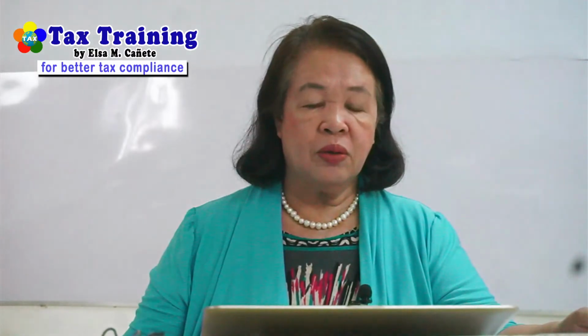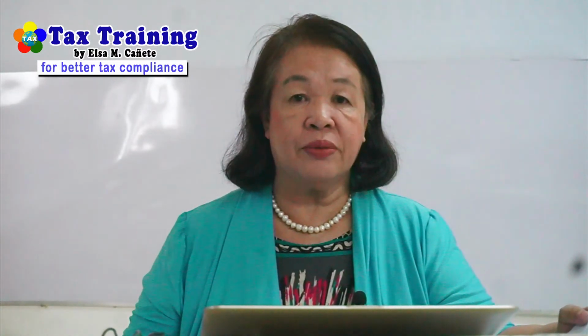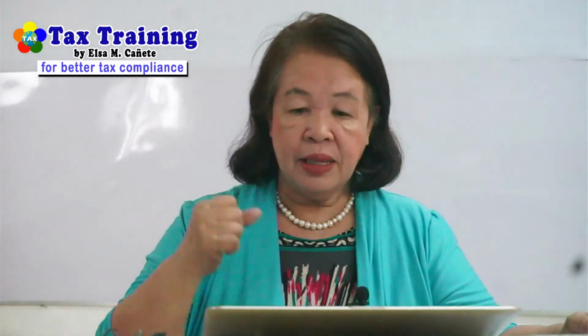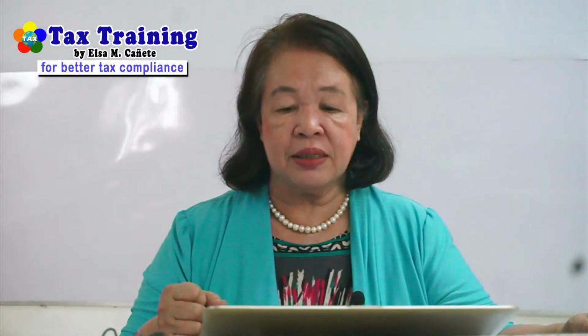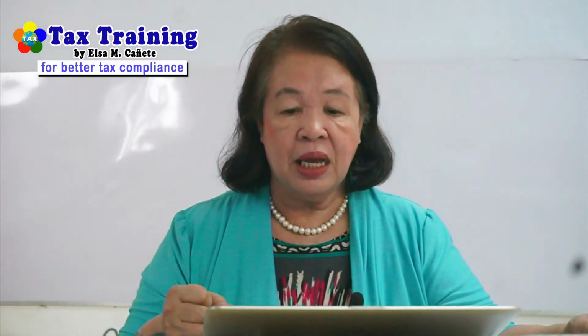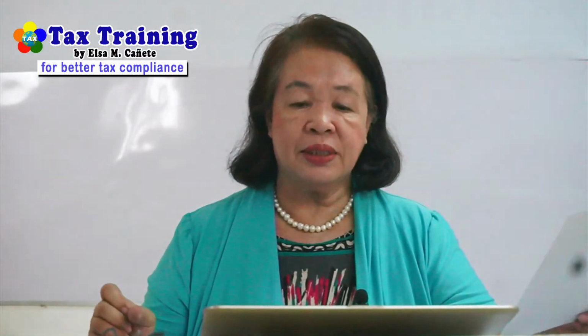So what is the proof that you submitted through EFS? The confirmation or the email. What is the proof that you submitted a hard copy? The received stamp on the face of your return or alphalist, or on your 2307 or 2316. What is the proof for a CD? Of course, the stamp also on the CD.